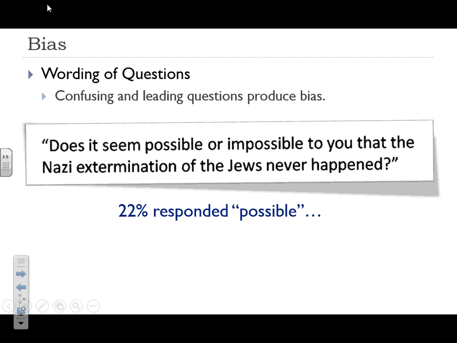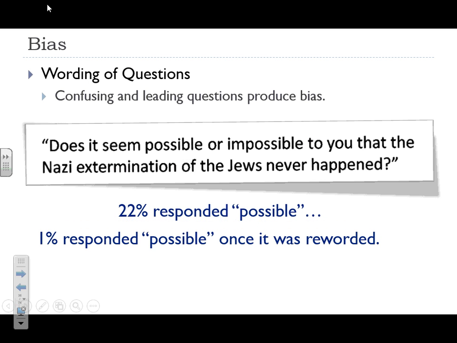Now, when they reworded the question and went back out and asked those same people, only 1% of people responded possible. So when you word your question, when you're coming up with what question you're going to ask, make sure it's something that people can understand. It's not too technical. Make sure it's not confusing like this particular question. And then make sure that you're not also leading towards a certain response.